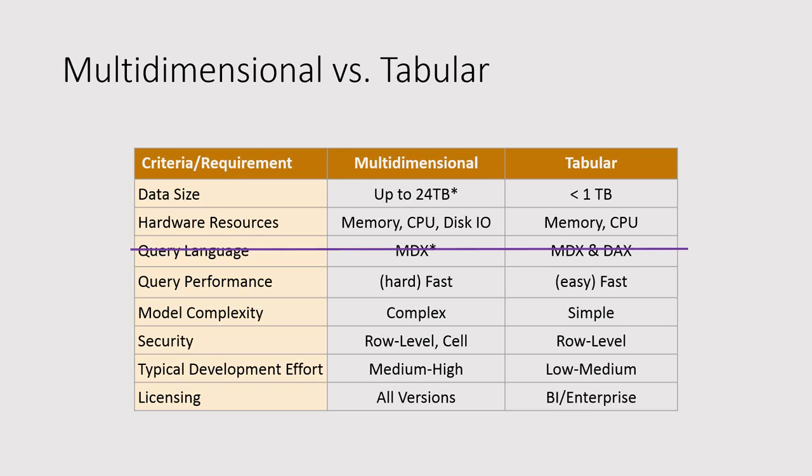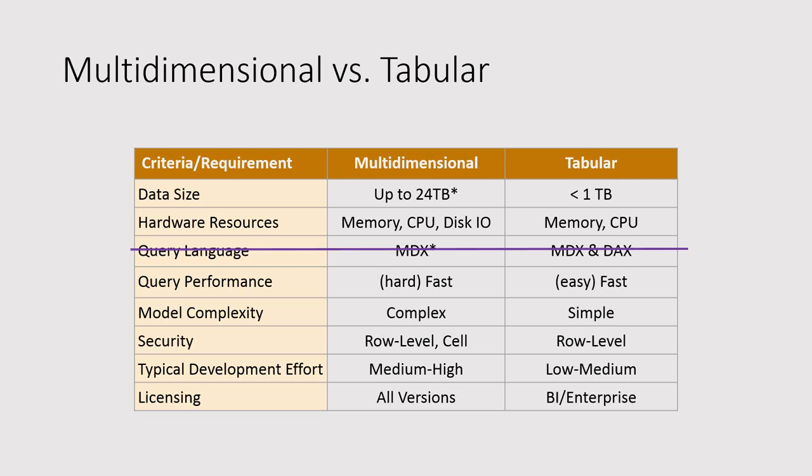Whereas in multidimensional, you have to understand things like attribute relationships and designing aggregations and making sure your disk subsystem is configured optimally. There are lots of levers to pull there, but it can go fast. It's just really difficult to make it go fast.